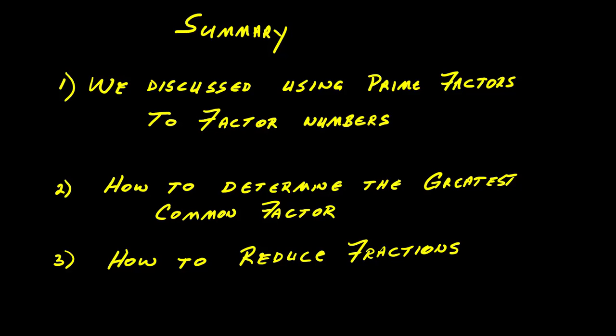Let's do a quick summary. In this video, we discussed using prime factors to factor numbers, and we use those prime factors to determine the greatest common factor in a fraction, and getting the greatest common factor allows us to reduce fractions. And in a future video, we'll see how we use the same technique to get a common denominator for two fractions.